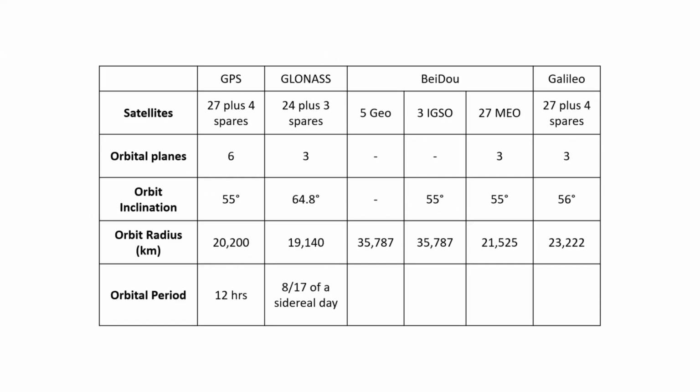For GPS there are 27 satellites, more than 27 satellites, and likewise for GLONASS and the others. So these are the numbers of satellites. The orbital plane is nothing but the plane of the orbit. The orbital inclination is the inclination of the orbit from the equatorial plane. The orbital radius is again around 20,000 kilometers. The orbital period means how much time a satellite takes to complete one orbit. So these are the parameters of the different navigation systems.